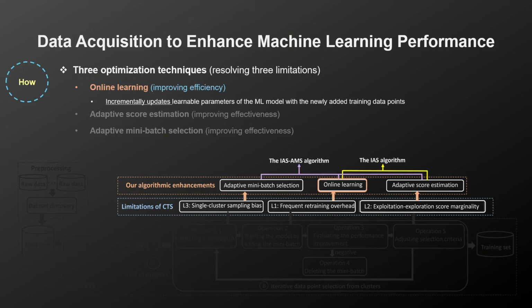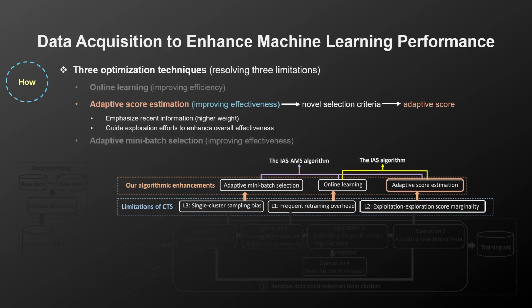First, for limitation 1, we introduce online learning to improve efficiency. Instead of retraining the model from scratch in each iteration, we incrementally update its learnable parameters with the newly added data points. Second, to address limitation 2, we propose adaptive score estimation by designing a new selection criterion based on an adaptive score.